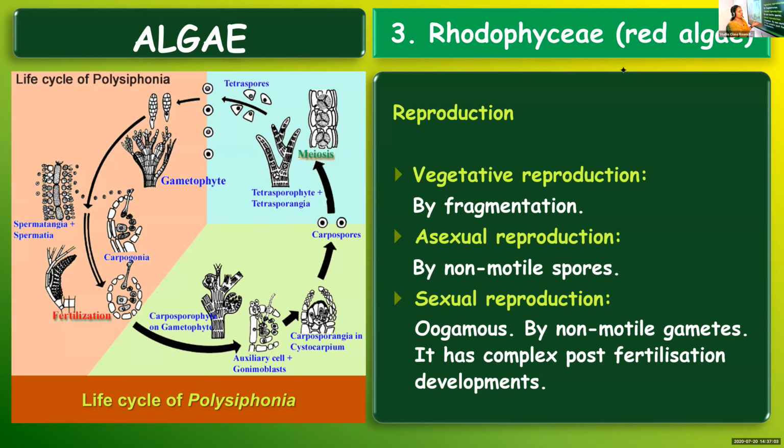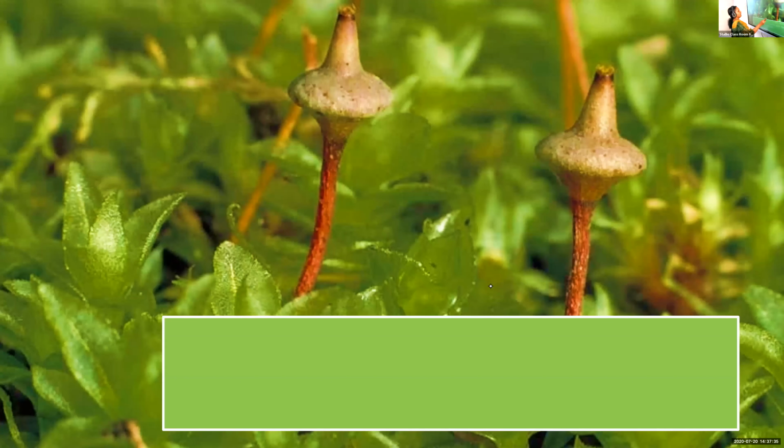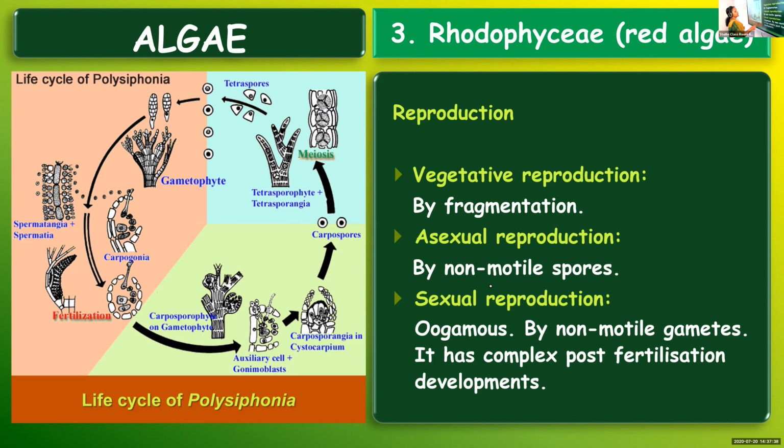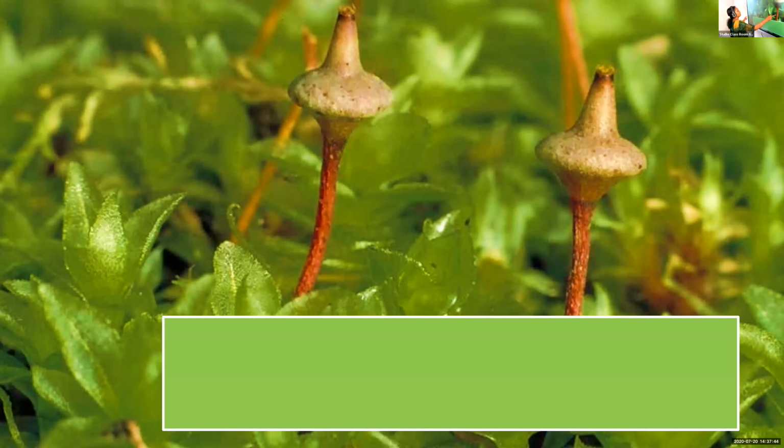Once again, I'll repeat, the different methods of reproduction include vegetative reproduction, asexual reproduction, sexual reproduction. Just like in the other algae we discussed, vegetative reproduction is by fragmentation. But asexual reproduction takes place by means of non-motile spores. To be noted, non-motile. And sexual reproduction is oogamous, where non-motile gametes are involved. Fertilization is followed by some complicated, complex changes taking place in the zygote. So with that, we have completed our algae. The three types of algae we have completed.